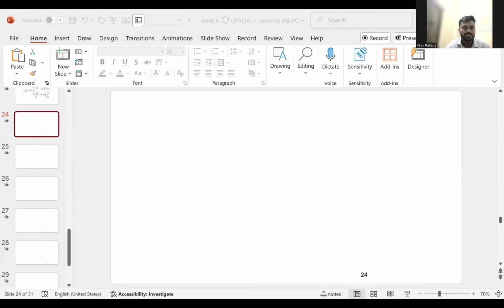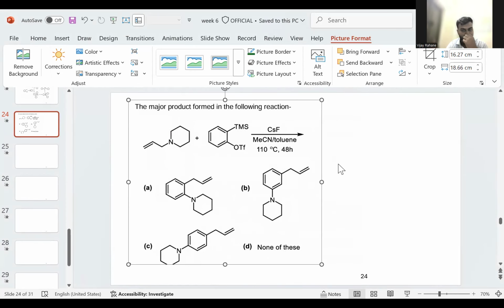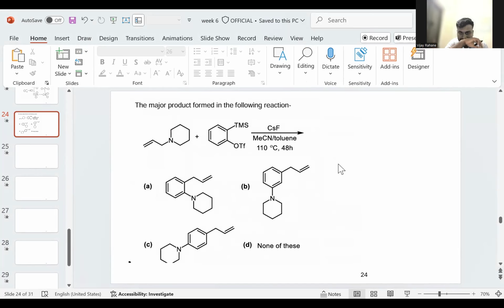There are some similar questions. So this is the question. Major product formed in the following reaction. So you have been given cesium fluoride and the TMS. Again, you know how the benzyne intermediate formation takes place, benzyne intermediate formation followed by attack of the amine.